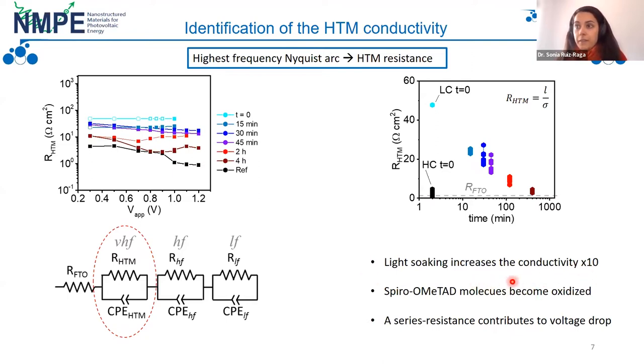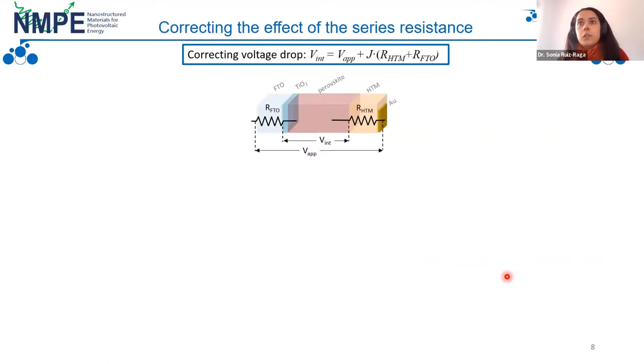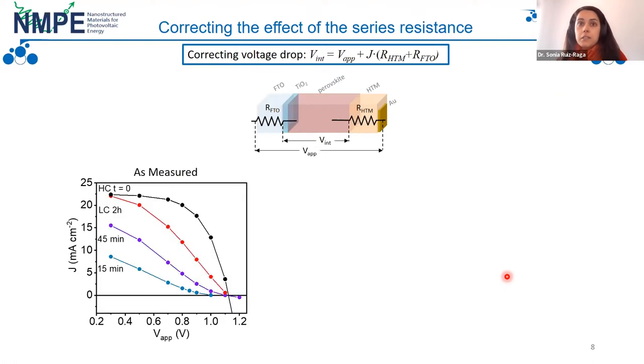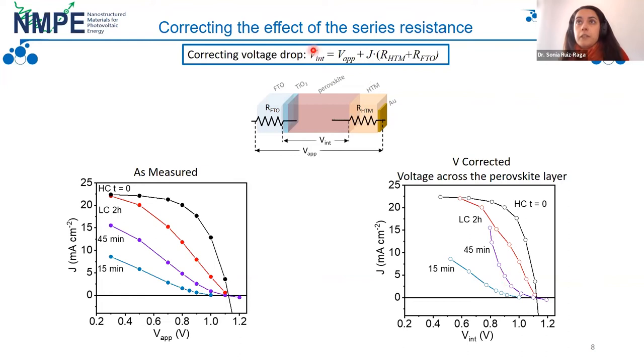The reason for that is that the spiro molecules are becoming oxidized, because the conductivity of the spiro is related to the hopping mechanism through the oxidized molecules. So we know this is a very large resistance that is affecting the other parameters of the impedance. One thing that you need to do before continuing analyzing the impedance is to correct that series resistance voltage drop. This is an example of correcting the series resistance so you can see the internal voltage of your device. So the IV curves will look a little bit different.